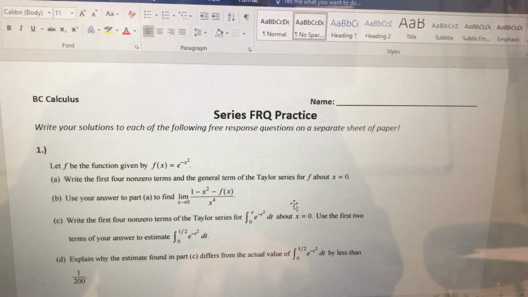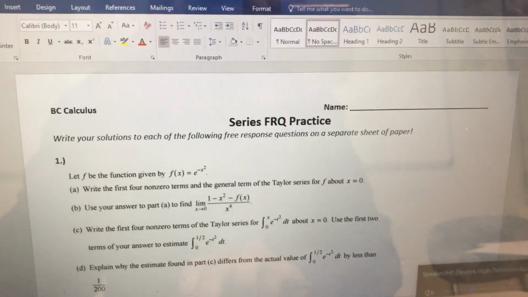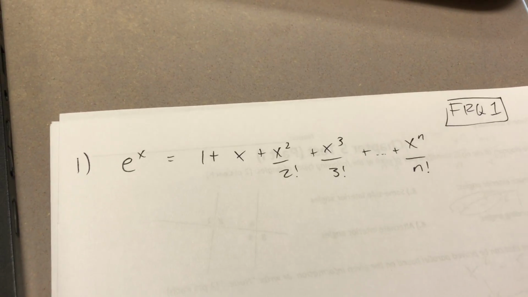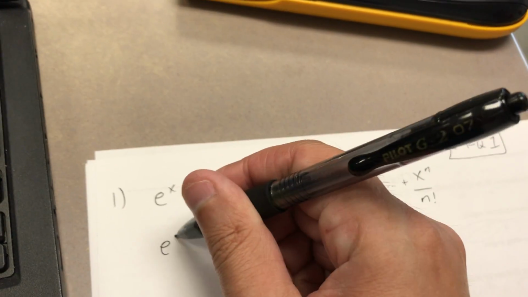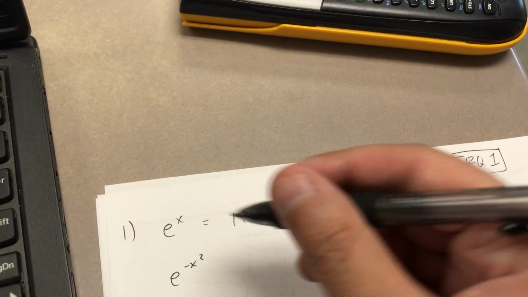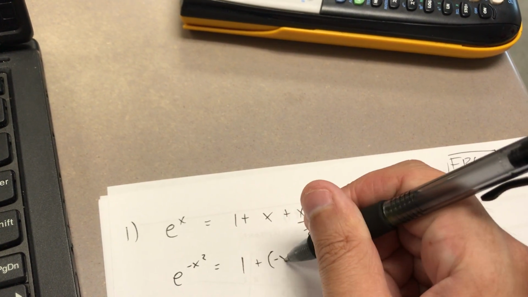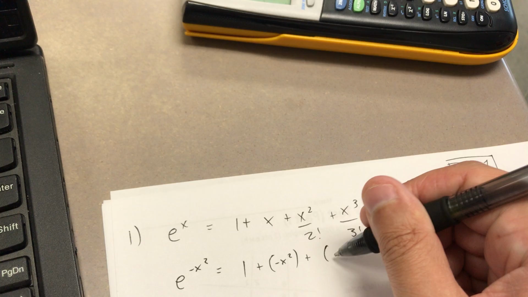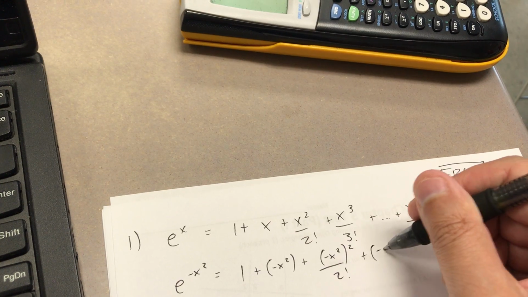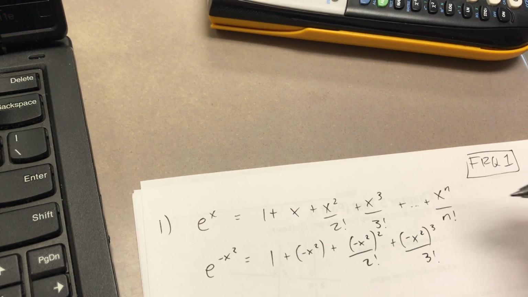So what they're really telling you here is that you should be able to use the e expansion here. So that's what the e^x looks like. And again, you should know what these look like. So e to the negative x squared, your input is being replaced with the negative x squared. So you're replacing your input, your x, with the negative x squared. So that would be 1 plus negative x squared plus negative x squared to the second power over 2 factorial plus negative x squared to the third power over 3 factorial. And we have 4 non-zero terms there, so we can continue.